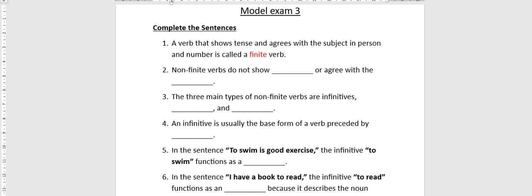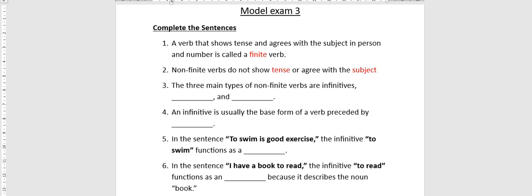Number 2. Non-finite verbs don't show tense or agree with the subject. Number 3. The three main types of non-finite verbs are infinitives, gerunds and participles.